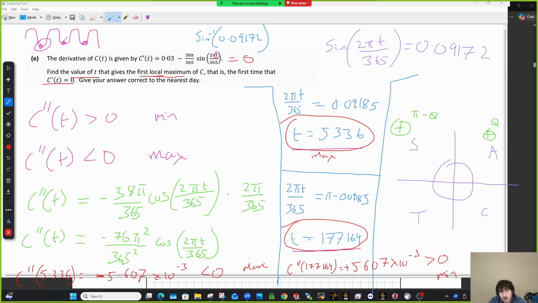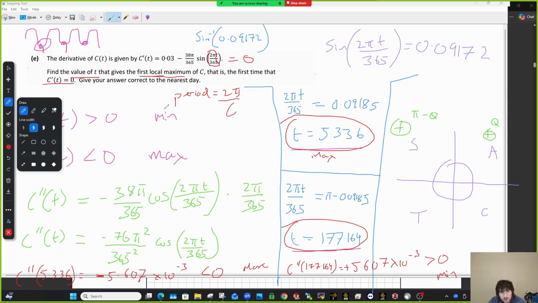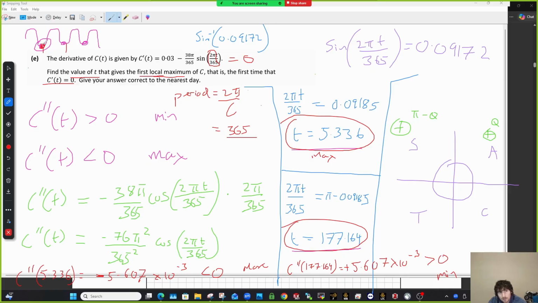So what you've got to do is move forward the period. And you should know that there's a formula here: period equals 2 pi over c, where c is that number there in front of t. Again, if this is rusty, go have a look at those trigonometry videos. So if you sub 2 pi over 365 in here, you'll see that the period itself works out as 365. So if you wanted to advance from this point to the next point, you just add 365.